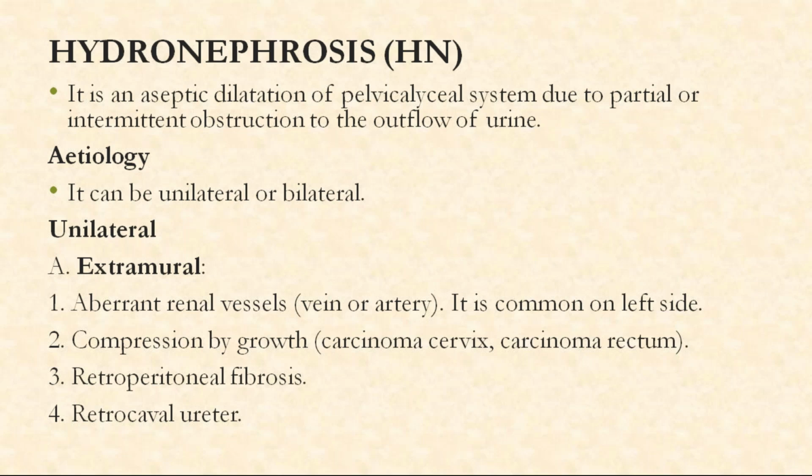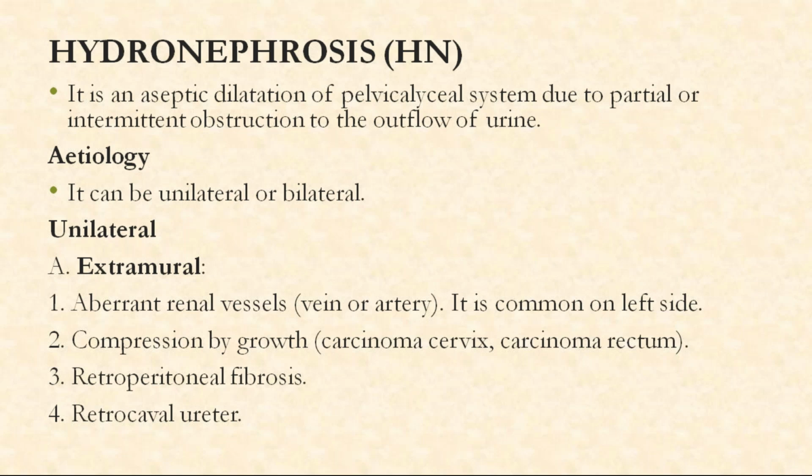Hydronephrosis, you should read something about hydronephrosis. So what is hydronephrosis? It is the aseptic dilatation of the pelvicalyceal system due to either partial or intermittent obstruction of the urine. So what is the etiology? It may be unilateral or bilateral. Most commonly it is unilateral.